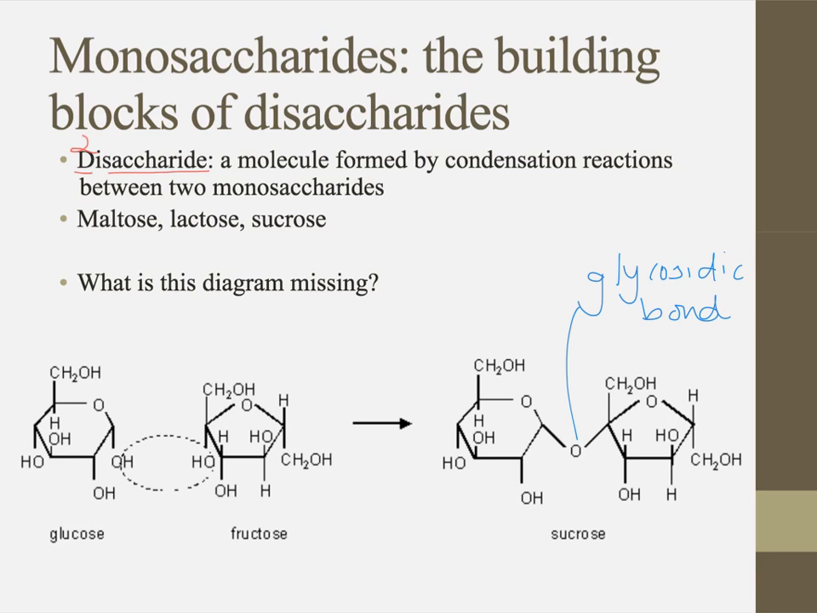Okay, and I'm asking you to think about, what is this diagram missing? Here we have circled the elements that are removed so that this carbon and this carbon can share this oxygen. We see that sharing going on right here. So what am I removing? Well, 2 hydrogens and an oxygen. That's H2O. Well, I need to write that in my diagram. So this condensation reaction between glucose and fructose yields sucrose plus a molecule of water.